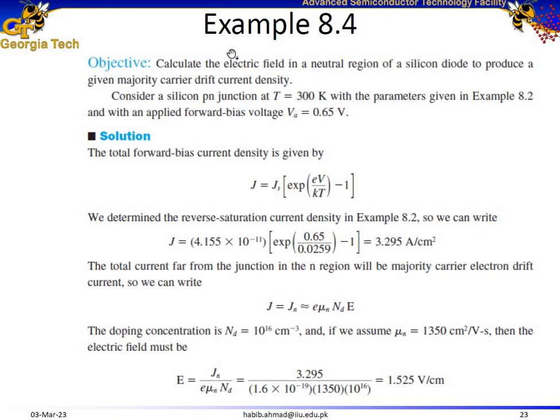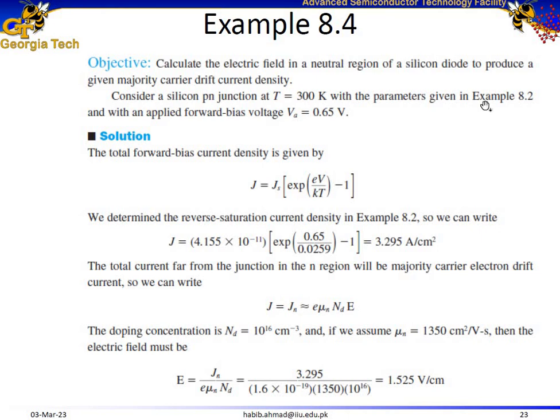So here is another example. Calculate the electric field in a neutral region of a silicon diode to produce a given majority carrier drift current density. Consider a silicon p-n junction, T is equal to 300 Kelvin. Parameters are given in example 8.2. Applied voltage is also given.